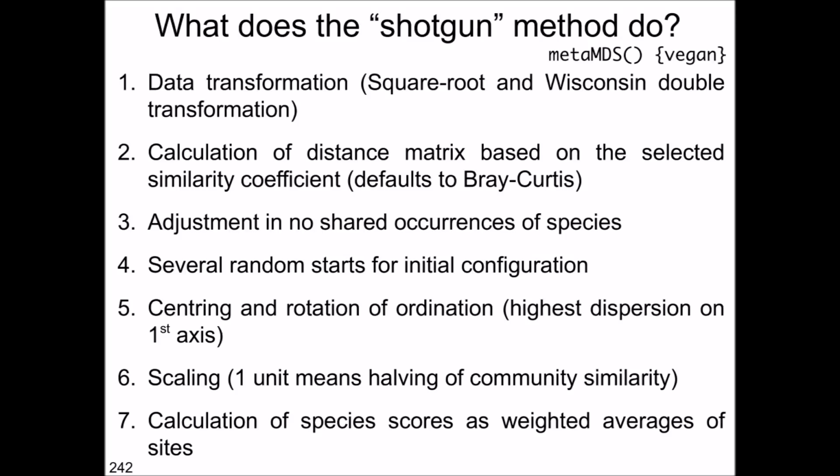And finally, there's the calculation of species scores, in terms of ecological analysis, as weighted averages of sites. This is described here with a strong focus on ecology, but NMDS is also used in many other fields, and then you'll have the calculation of scores for objects or descriptors as weighted averages, or the calculation of descriptor scores as weighted averages of objects in general.